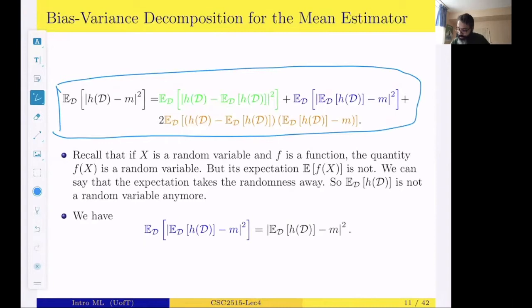So we want to talk about each of these three terms. The blue term here: we have expectation of h of d minus m, the whole thing squared. Recall that m is not random, m is the unknown mean, so there's nothing random about this. H of d is random, but expectation of h of d is not random, so the squared value of it is again not random. And if we take expectation of it, it doesn't matter because the expectation of something that is not random is just the same value as what is inside the expectation. So this becomes the difference between expectation of h of d and m, squared.